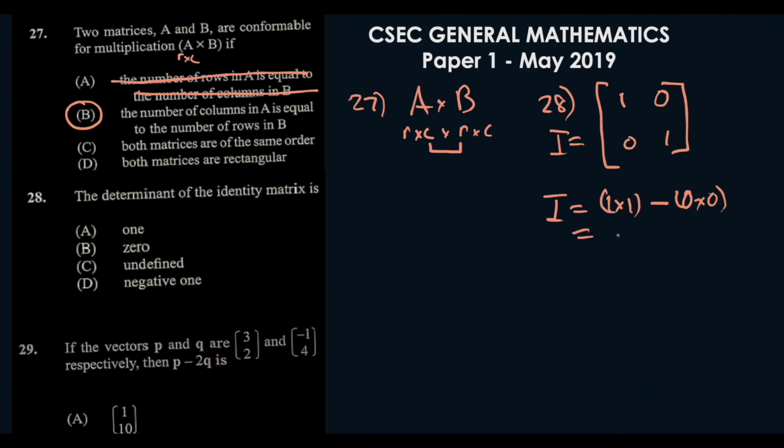So in that case, 1 times 1 is 1, take away 0. So 1 take away 0 is 1. Therefore, the determinant of the identity matrix is 1.